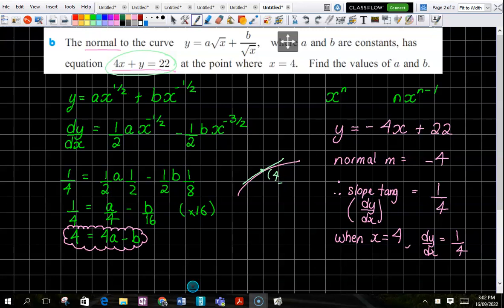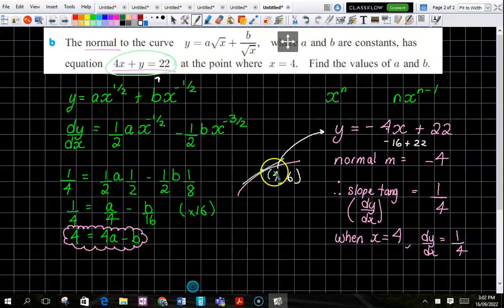Yeah, you get the y, exactly. So let's sub it in here, which is the same as that one. Negative 4 times 4 is minus 16. Minus 16 plus 22, 6.